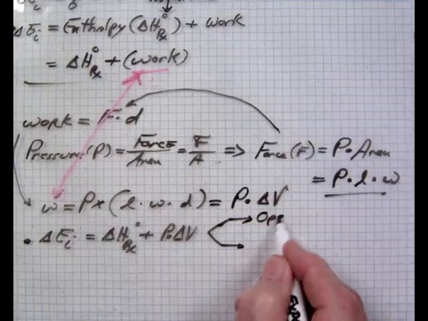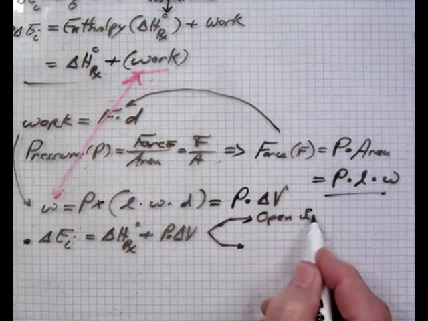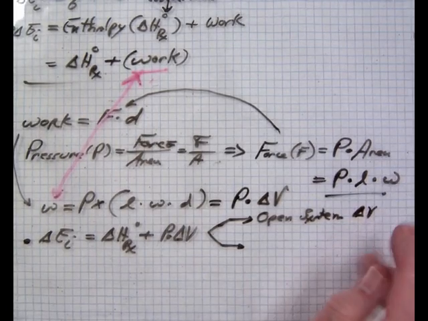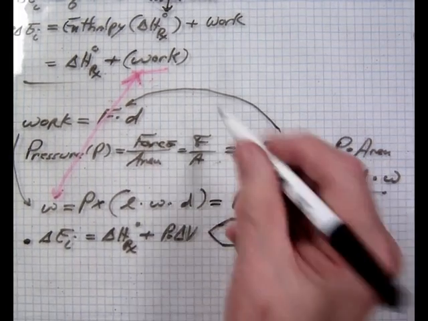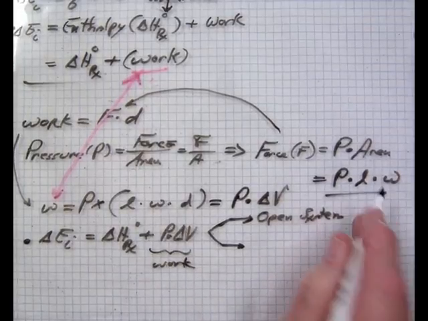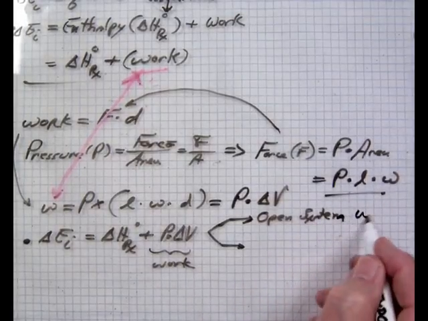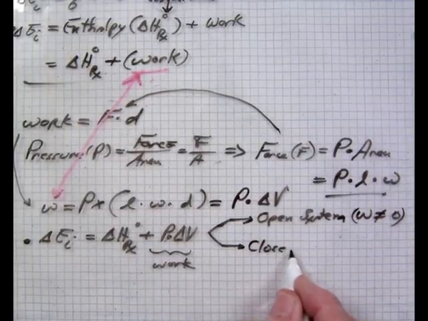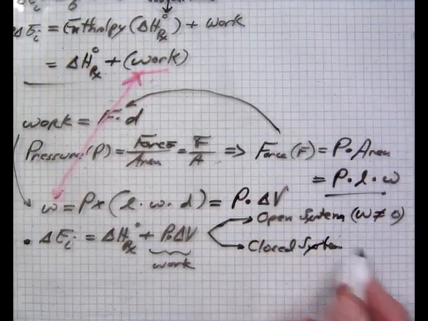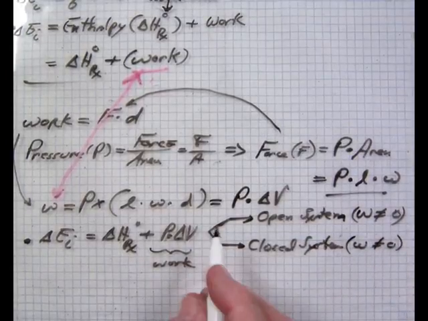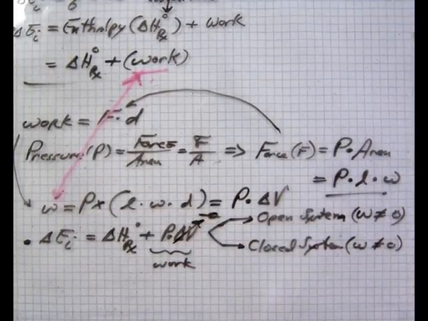An open system: work does not equal 0. Closed system: work does equal 0. If work equals 0, that would mean volume would have to go to 0.